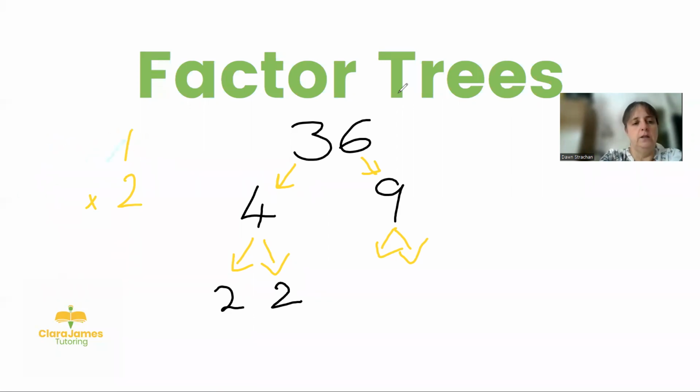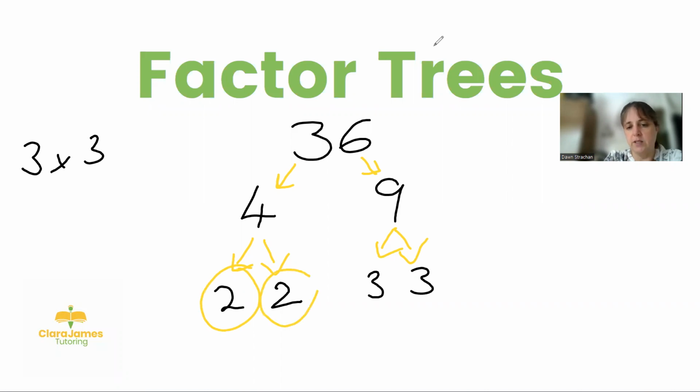And then once we've done that side, we'll do the same with the 9 and choose two numbers that multiply together to make 9, but we'll ignore the 1 and the 9. So that only leaves us with 3 times 3. And so we'll pop those here and here. And because 2 and 3 are both prime numbers, we'll pop those in circles and that will give us our final answer. So when you actually write it as your answer, what we've in effect got is 2 times 2 times 3 times 3.